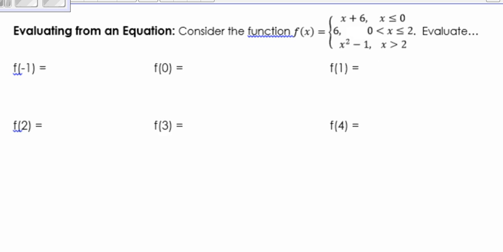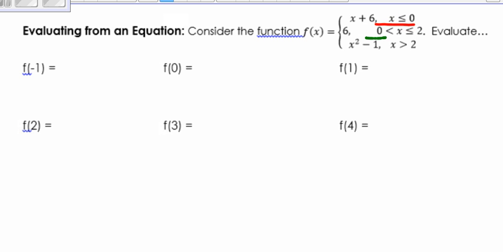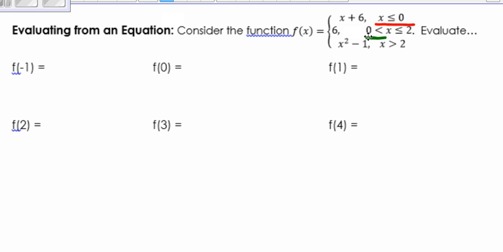So if we're looking here, we have our equation up at the top. Notice that it has three different pieces. Okay, three different pieces. Now we just have to decide where x falls.